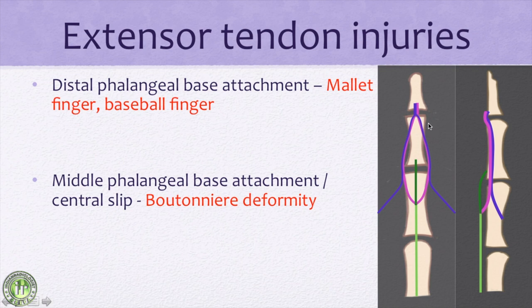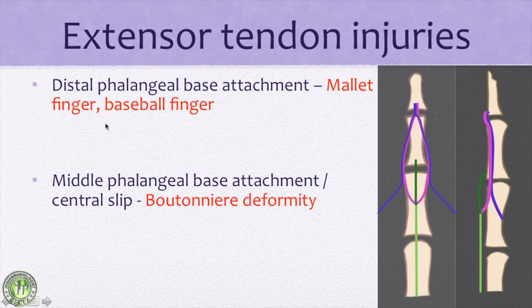Now, extensor tendon injuries can happen at multiple levels, but the common one is at the distal phalangeal base attachment and the middle phalangeal base attachment. And these are nothing but the closed tendon injuries. So, the distal phalangeal base attachment injury is known as the mallet finger or the baseball finger. Baseball finger, because it happens when playing baseball or different other ball games.